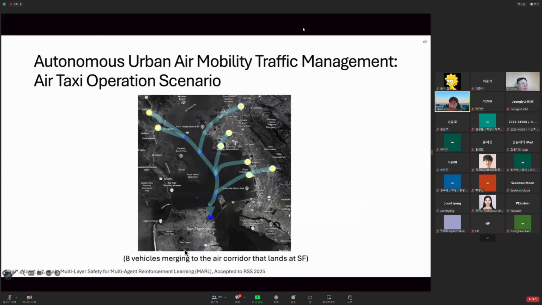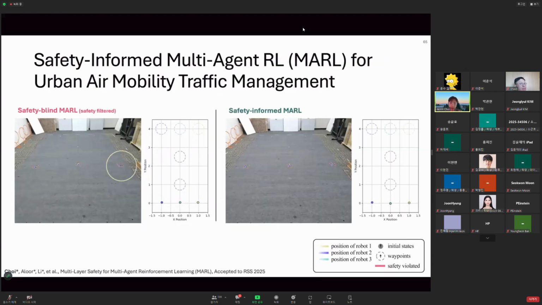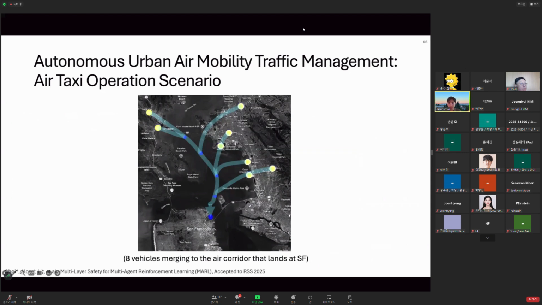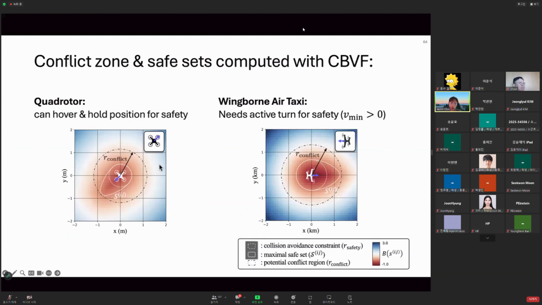And now we extend this study to a larger scale simulation study of air taxi operation. Here, I want to clarify that the vehicle dynamics is quadrotor, whereas in the next simulation, I'll show you the vehicle dynamics is a more wing-borne flight. The main distinction between quadrotor dynamics and wing-borne flight is that air taxis cannot stop at their current configuration. So if they want to avoid collision, they have to use a turning mechanism, which makes the safety guarantee much harder for this air taxi vehicle.